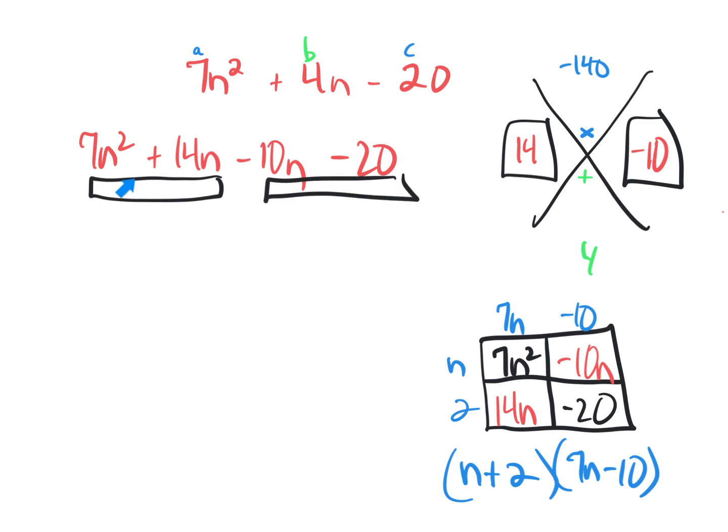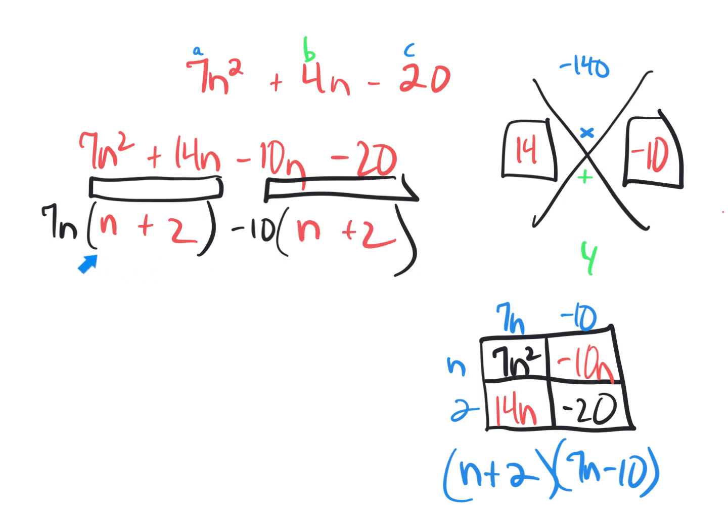In this group, the GCF is 7n. So we'll factor out, just from these two terms, the GCF of 7n. And we're left with n plus 2. And now from this group, we'll factor out the common factor of negative 10, which goes into both of them. And what's left is n plus 2.